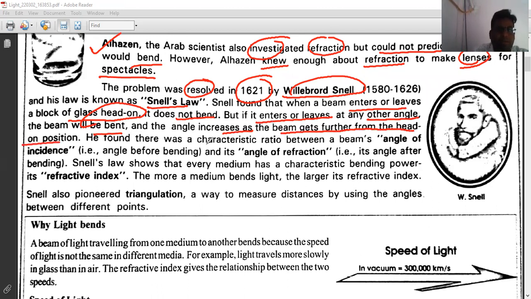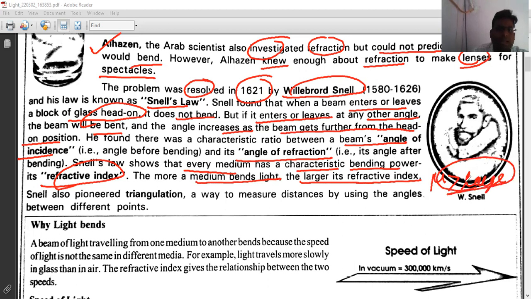He found that there was a characteristic ratio between a beam's angle of incidence and angle of refraction. So this is called Snell's law. This shows that every medium has a characteristic bending power called refractive index. The more a medium bends light, the larger its refractive index. When mu, the refractive index, is large, it bends light more due to its higher density. This is done by Snell's law.